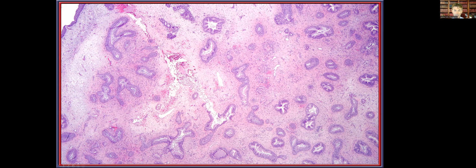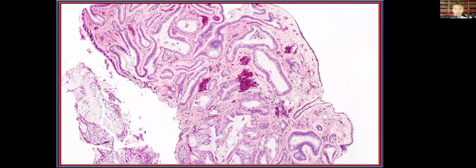So it gives kind of a cerebriform appearance when you look at the cut surface. Another example here, and I think you can already tell the very thick basement membrane that I'm going to talk about in a moment, but a very well-developed mucinous type epithelium that is present within the lesion.